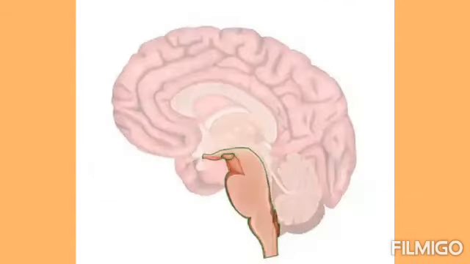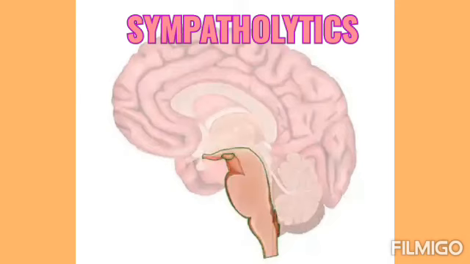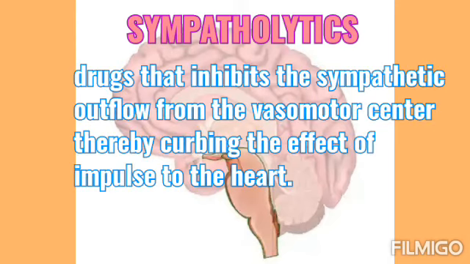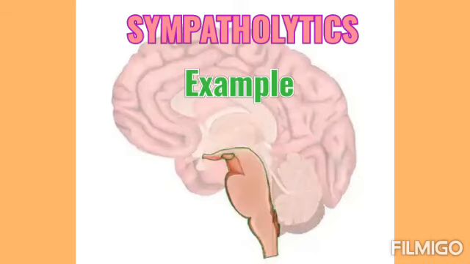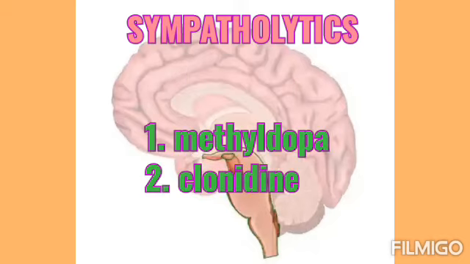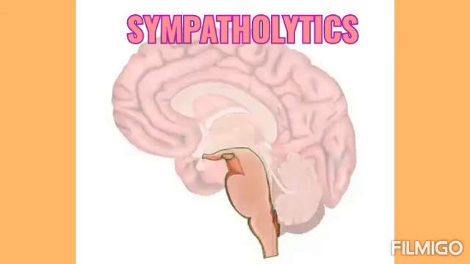Alright, so the next one we're going to be looking at now is the sympatholytics. These are a group of drugs which inhibit sympathetic outflow from the vasomotor center, thereby curbing the effect of noradrenaline on the heart and blood vessels. So examples include methyldopa and clonidine.